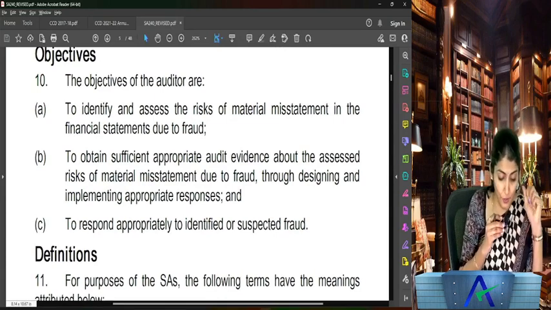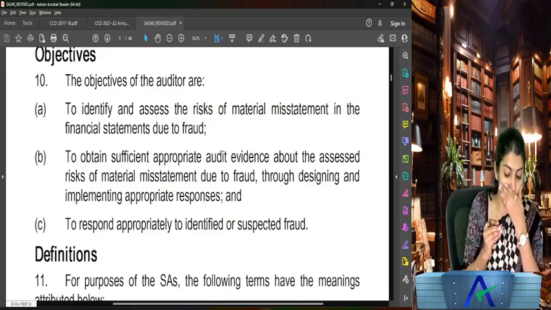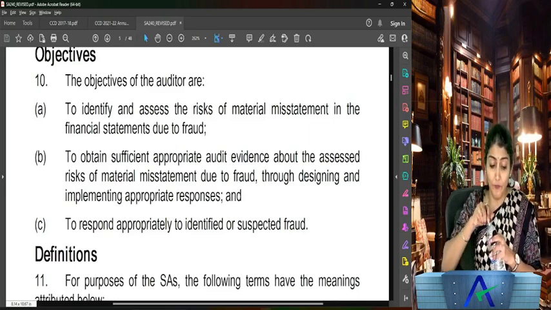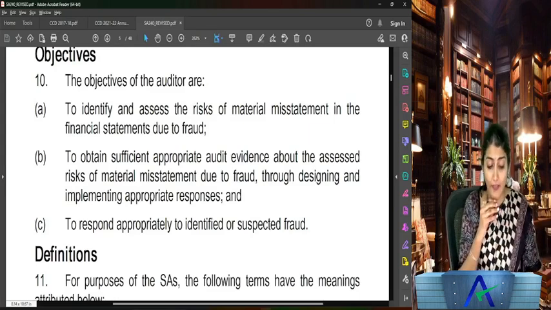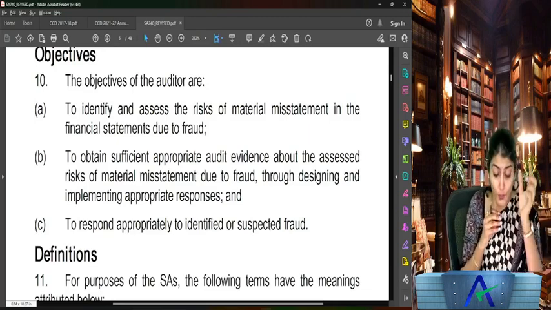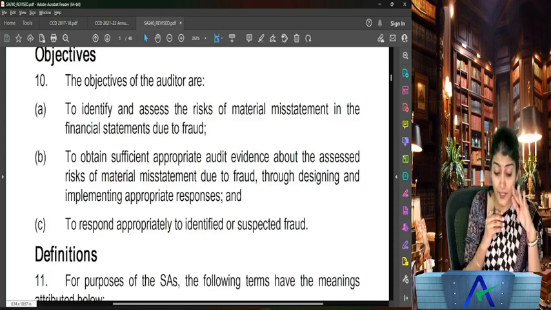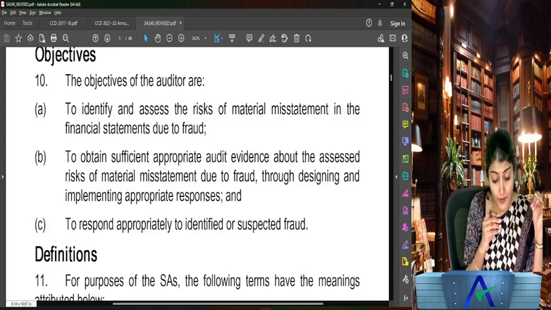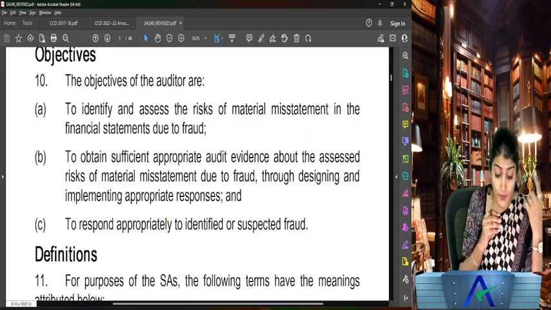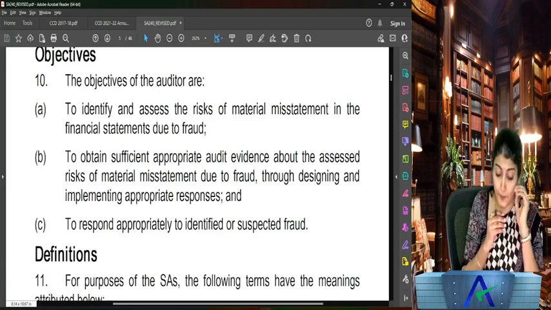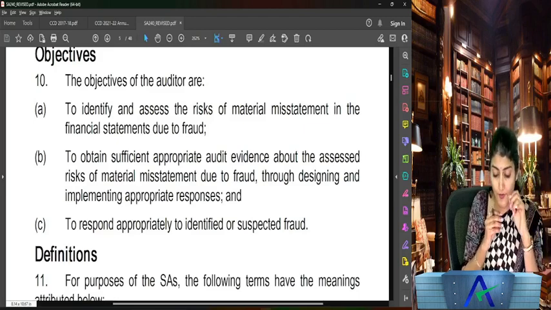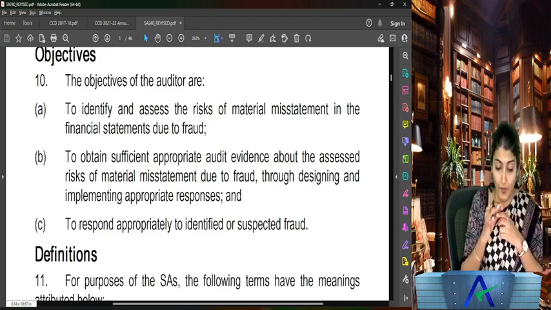Can you read it? The objectives of the auditor are to identify and assess the risk of material misstatement in the financial statements due to fraud; to obtain sufficient appropriate audit evidence about the assessed risks of material misstatement due to fraud through designing and implementing appropriate responses; and to respond appropriately to identified or suspected fraud. What is your observation?